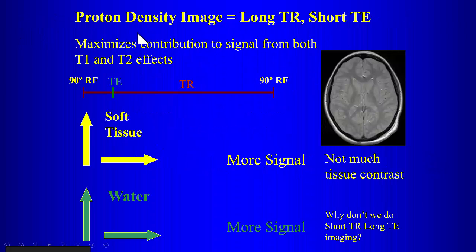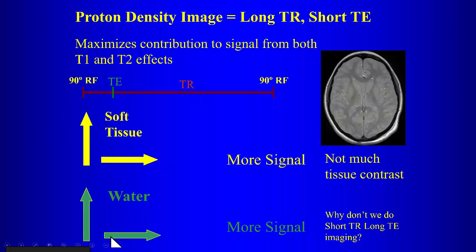So we used to call these proton density images or spin density images. So long TR, short TE images, this is kind of what they look like. You see, there isn't much contrast between CSF and brain tissue, but there's a lot of signal in these images, okay? So if you have a long TR, all of your longitudinal magnetization has recovered, right? You give a 90-degree pulse.